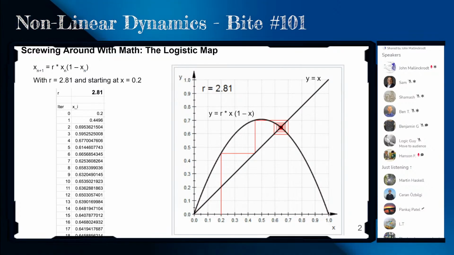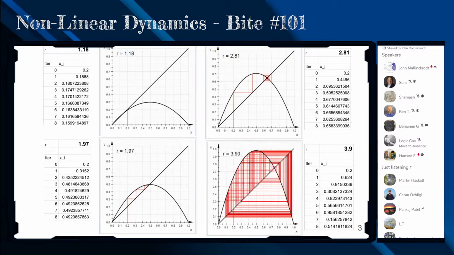Let's move on to slide 3, where I just show you exactly what I showed you on slide 2, but for 3 other values of r. So you'll see 2.81 up there in the upper right. That's the one we just talked about.